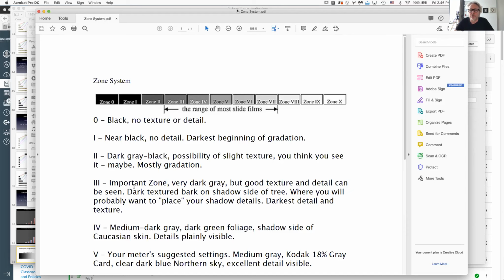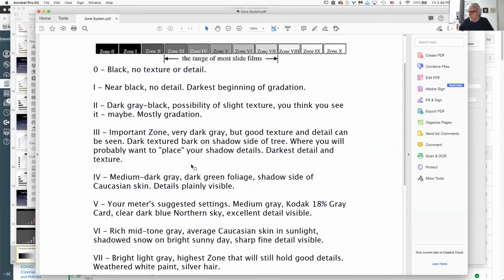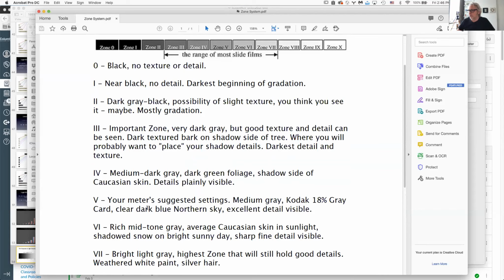Zone 3 is full shadow detail. In a print, zone 3 is shadow detail, and it is full detail. Zone 4 is a medium dark gray. Again, I'm going to show you these. It's these sort of colors up here at the top, although these are somewhat approximate. Zone 4 is medium dark gray foliage. It's the shadow side of Caucasian skin. Details are plainly visible. Zone 5 is considered middle gray.